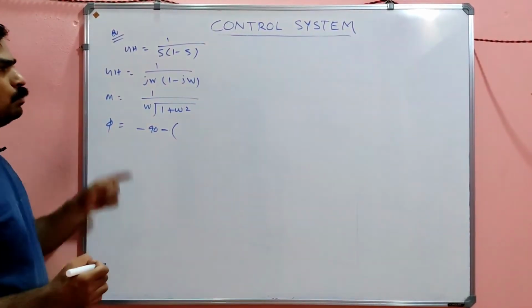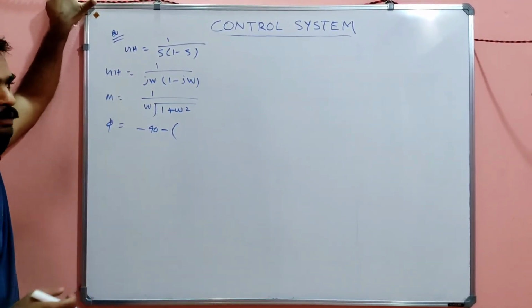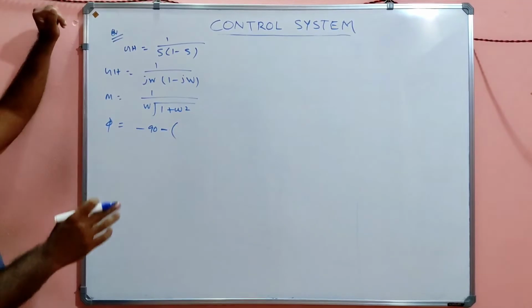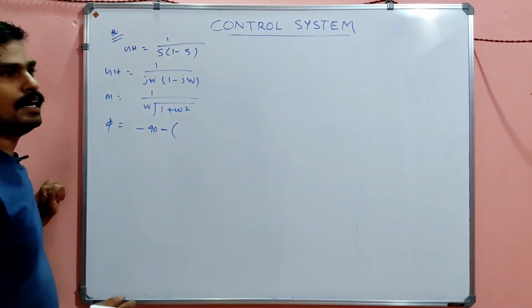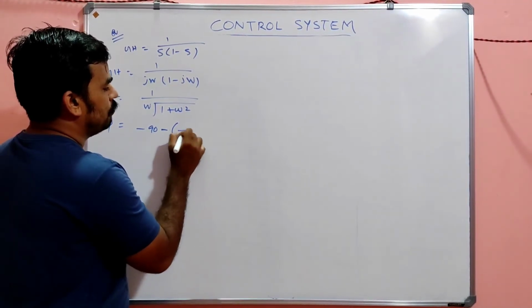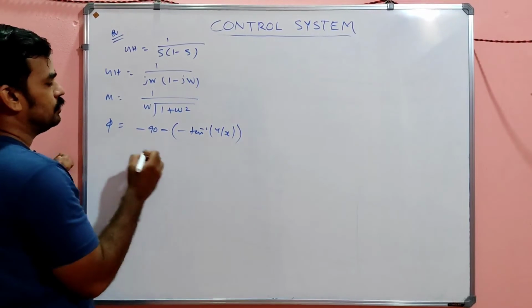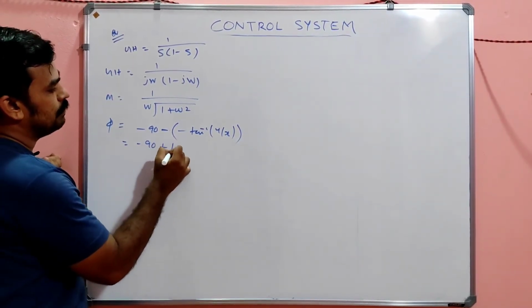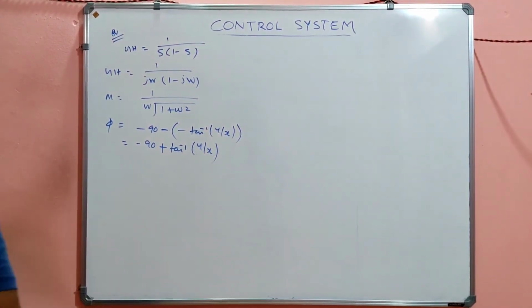Just take it as a blanket rule. 1 minus j omega, what happened? Do you remember that? 1 minus j omega form: real minus j omega here, so it will be a minus angle, right? So minus tan inverse y by x. Correct? So it will become minus 90 plus tan inverse y by x.